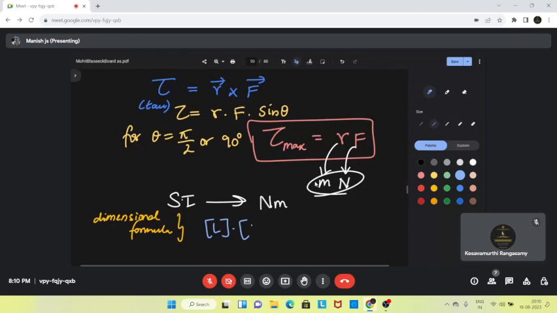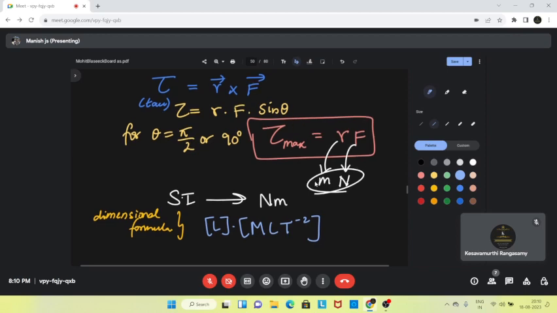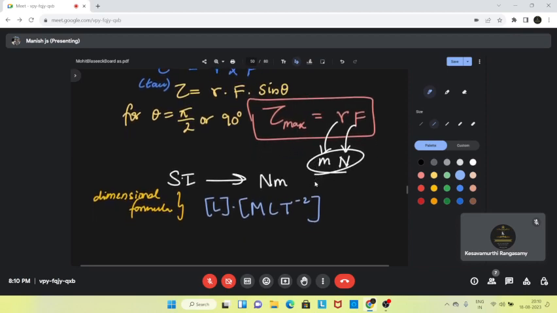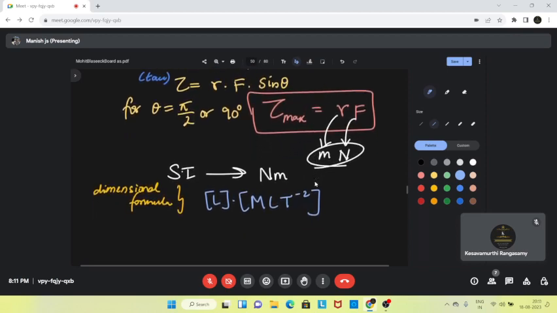M, mass is there. Acceleration? L T to the power minus 2. Yeah, L T power minus 2. So combining them, force oda dimensional formula is nothing but M L T power minus 2. That is the dimensional formula for force. Okay, so L times M L T power minus 2. You combine both of them, what do you get? You will get the dimensional formula as M L square T power minus 2.